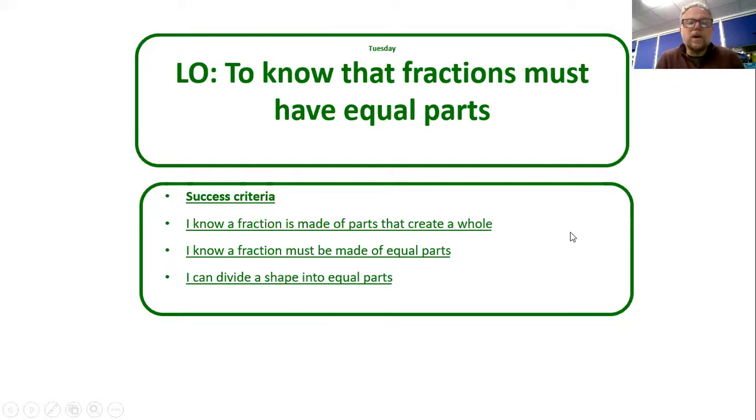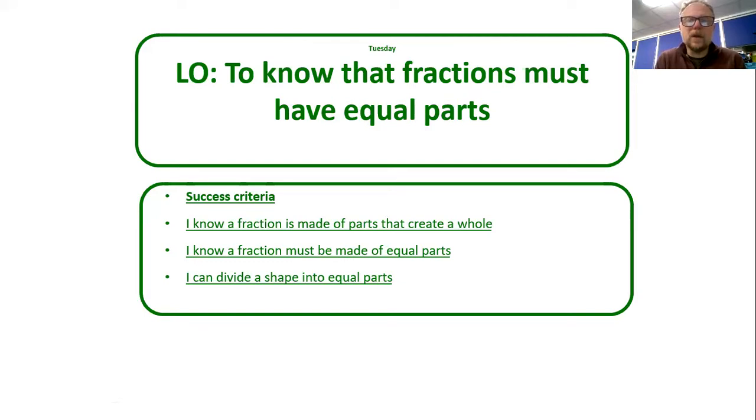Fractions, as I've just touched upon, are wholes being cut into parts. But to be proper fraction work, all those parts must be the same size. It doesn't matter whether it's cut into 100 parts that are the same size, 2 parts, 3 parts, but they must be the same size to be able to do fraction work. So we're going to spend a lot of today talking about equal parts. And a fraction just means a part of a whole.